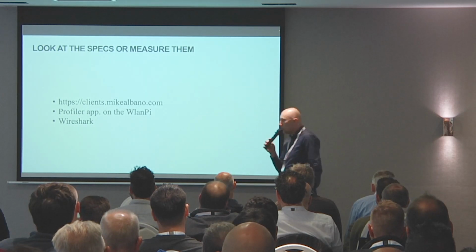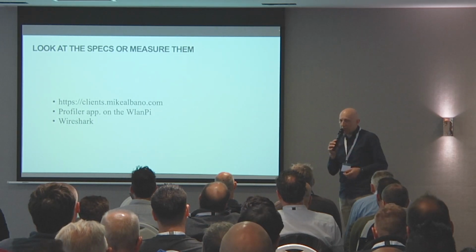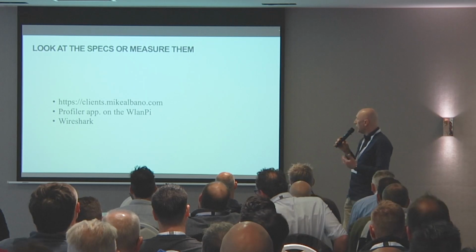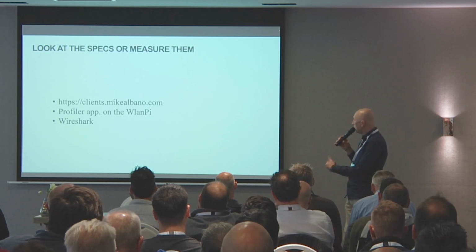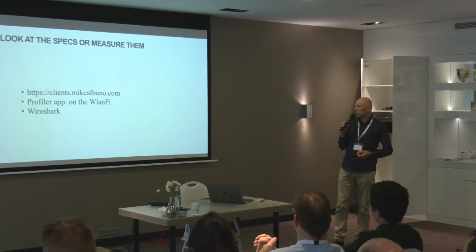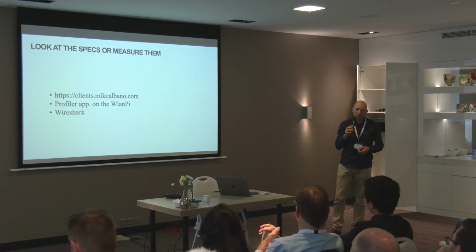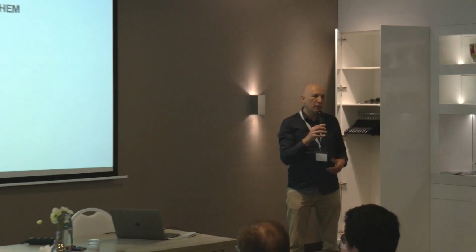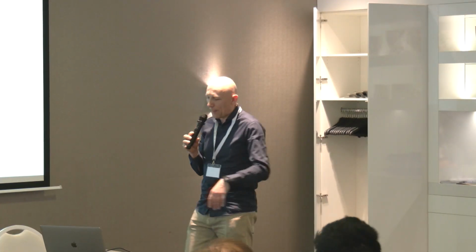Now, the first thing that I do when I search for a new device, I go online, and Michael Bano has a fantastic website at clients.michaelbano.com. More than 300 devices are listed over there. So if you don't know the capabilities of that device, you can check that website. The second thing that you can do is use the profiler app on the WLAN Pi. And the third thing you can do is use Wireshark.